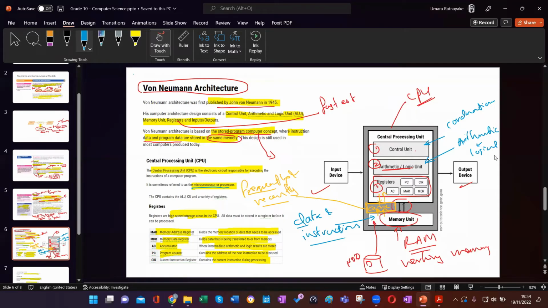ALU carries out the arithmetic and logical operations, and the purpose of the register is to store data and instructions before and after processing. Now, registers are a beautiful concept because they don't just have one memory called register.